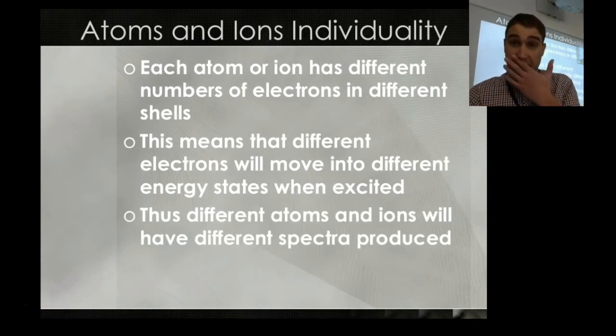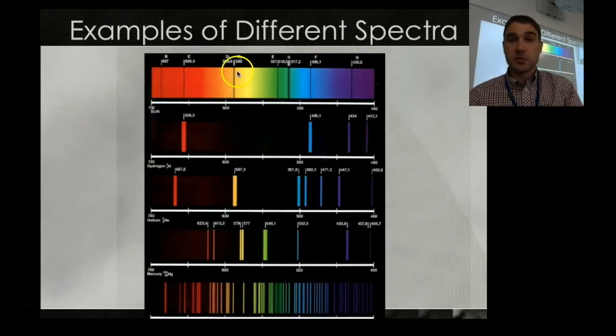Each atom or ion has different numbers of electrons in different shells. What that means is you have different energy gaps all over the place, and that means that the electrons move into different energy states when they're excited. Because each atom or ion is different, you're going to get different spectra being produced, so different emissions of light. So here's an absorption spectrum from the sun.